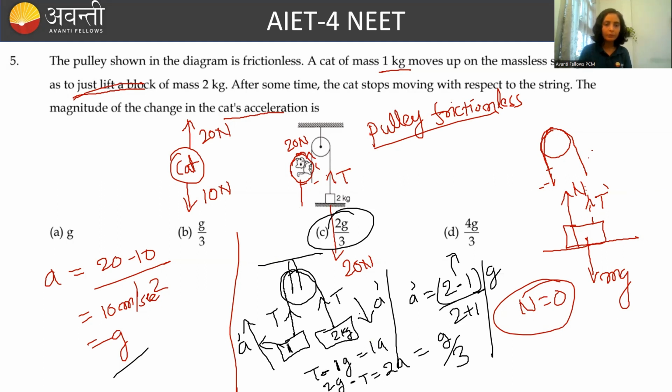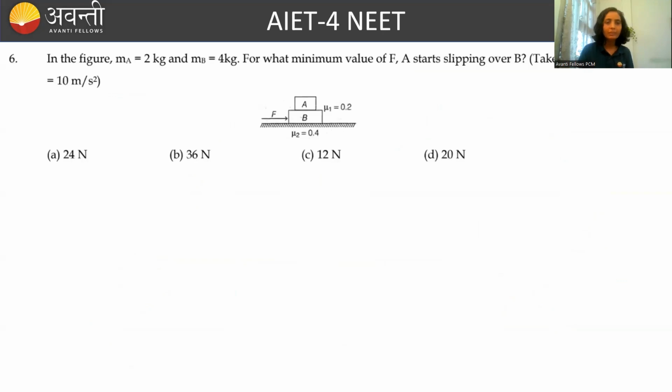Now let's move on to the next question. Okay, so what is the next question here in the figure? mA equal to 2 kg, mB equal to 4 kg. For what minimum value of F does A start slipping over? So what should be the minimum value of F such that A will just start slipping over? For just starting slipping over, what should be the condition?